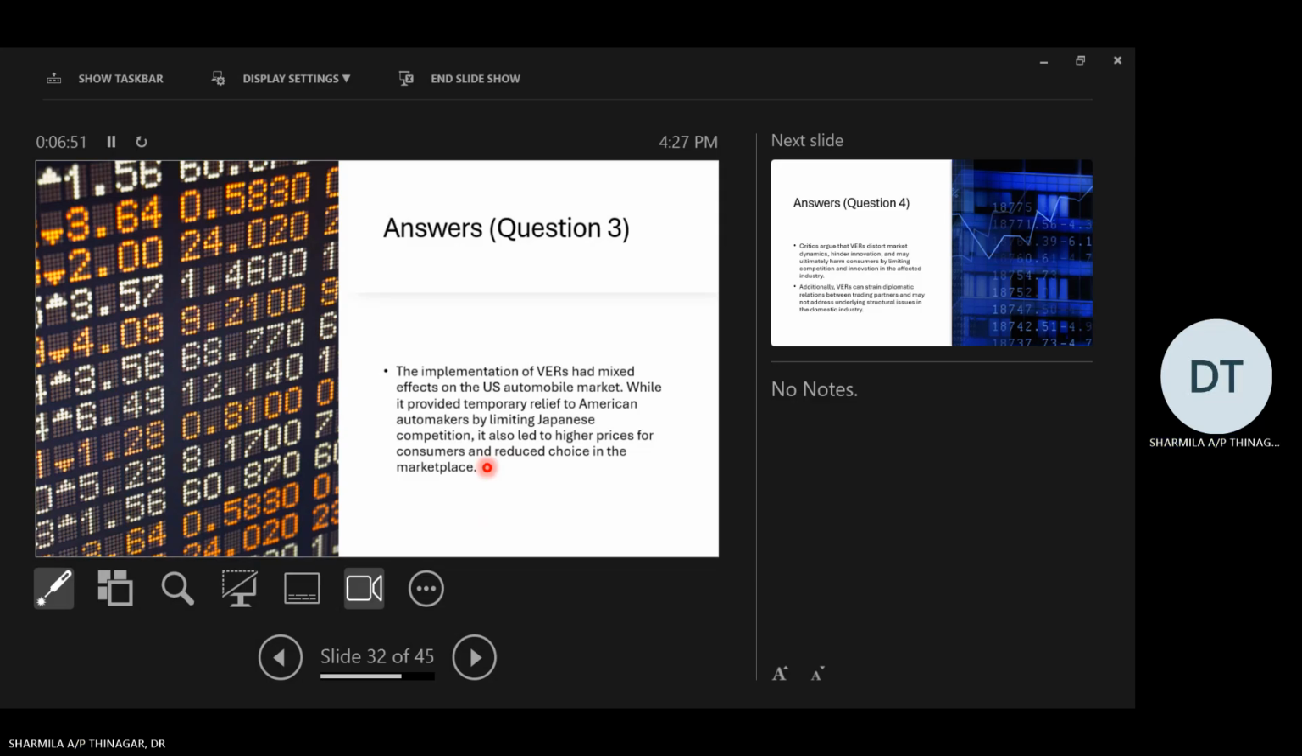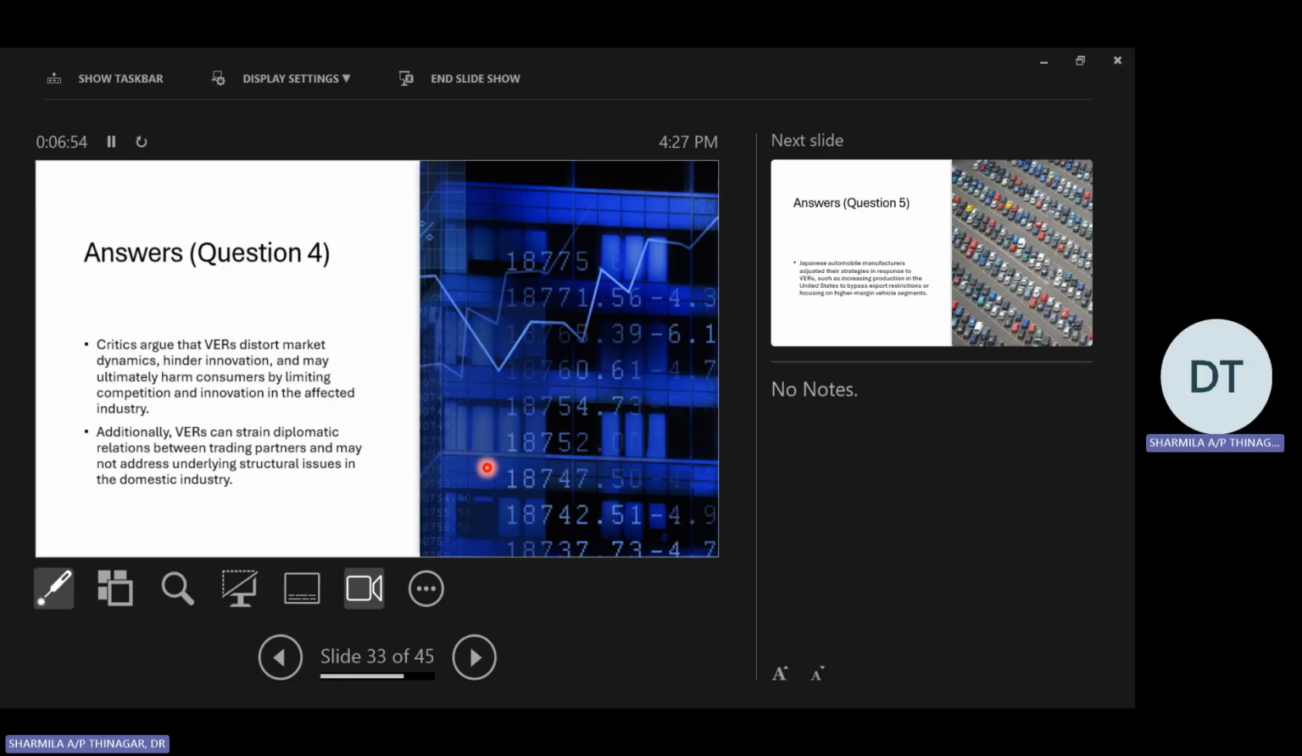Okay. The fourth one is the critique. They feel that VER destroys market dynamics, hinders innovation, and may eventually harm consumers by limiting competition and innovation in the affected industries. And VER can strain diplomatic relations between the trading partners. Okay, that is my answer for question 4.